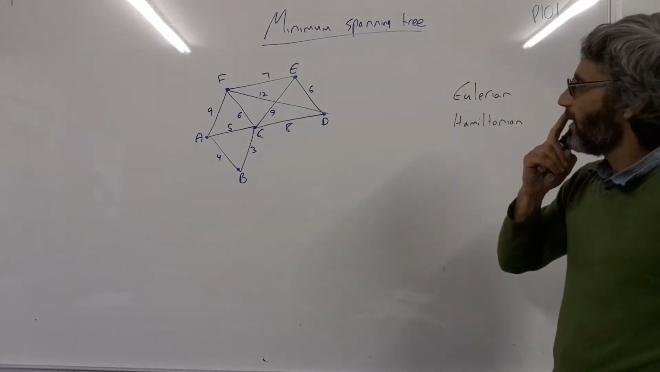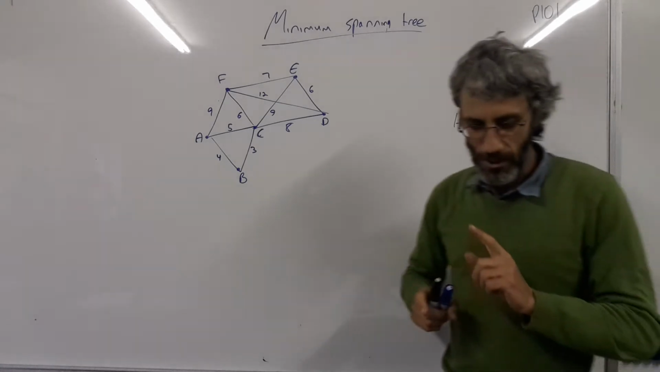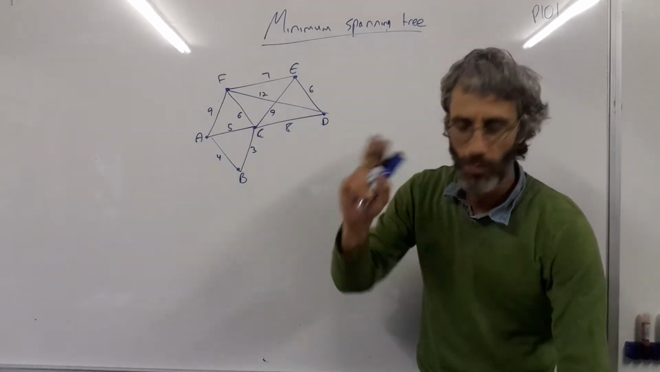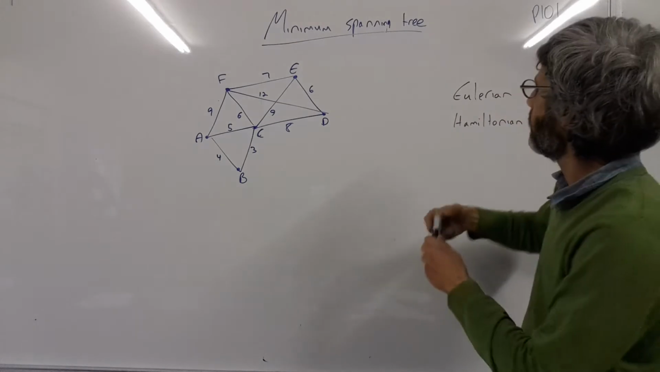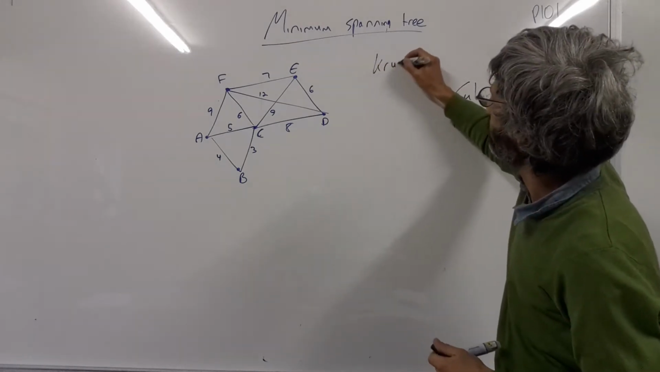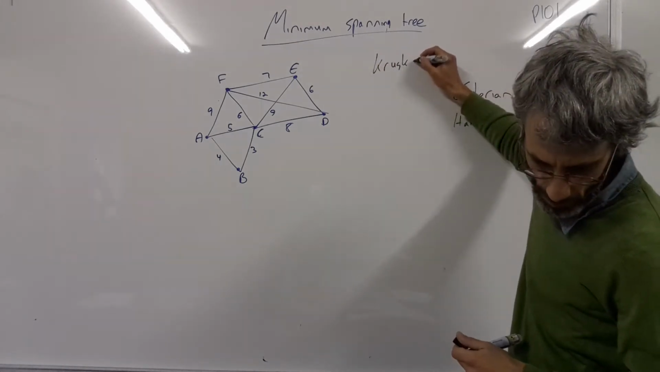Okay, anyway, so how do we do that? The answer is there are two algorithms, and we're going to learn them today, and they're really easy. Okay, the first one is called Kruskal's. That's obviously the guy who came up with this idea.